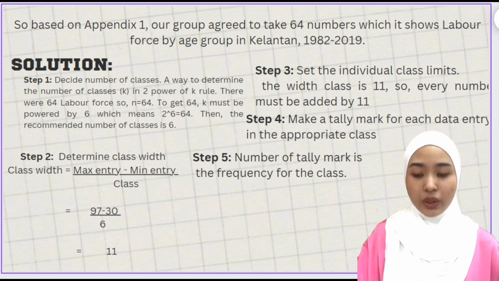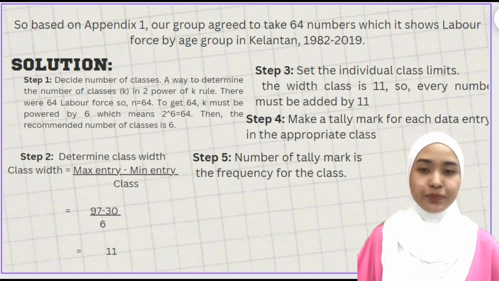Based on Appendix 1, our group agreed to take 64 numbers which show labor force by age group in Kelantan from 1982 to 2019. Solution, step 1: decide the number of classes. The way to determine the number of classes, K, is the 2 to the power of K rule. There were 64 labor force, so N is 64. To get 64, K must be 6, which means 2 to the power of 6 gives 64. So the recommended number of classes is 6.